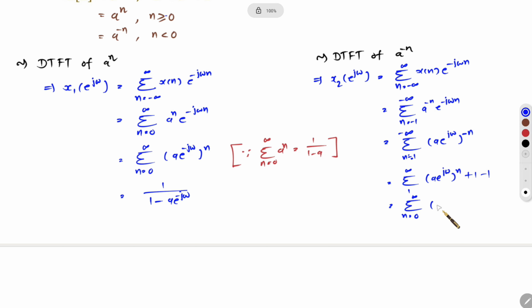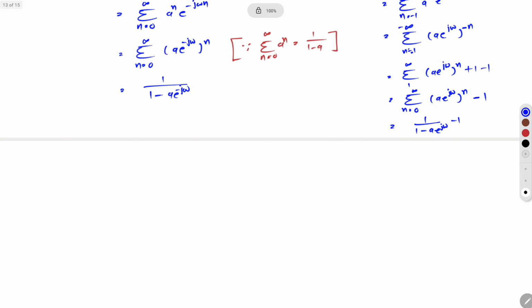So at that time we have a e to the power j omega to the power n, and minus 1 that you need to do. Now with this we can apply this rule. So our solution will be 1 divided by 1 minus, instead of a, now we have a e to the power j omega minus 1.